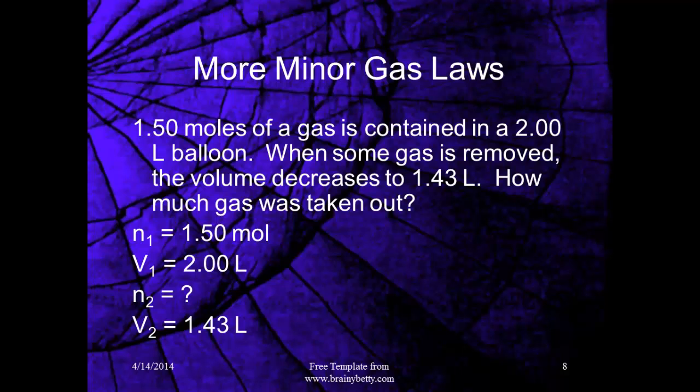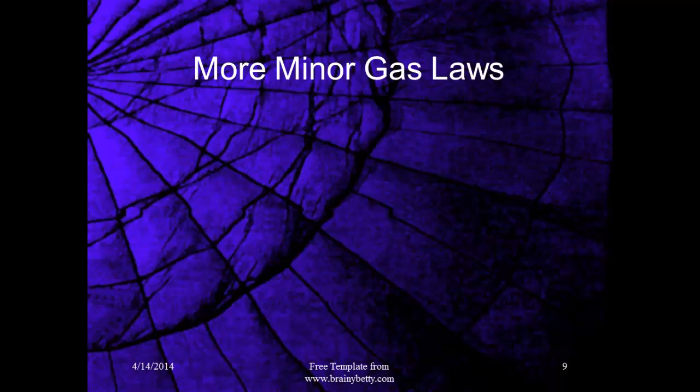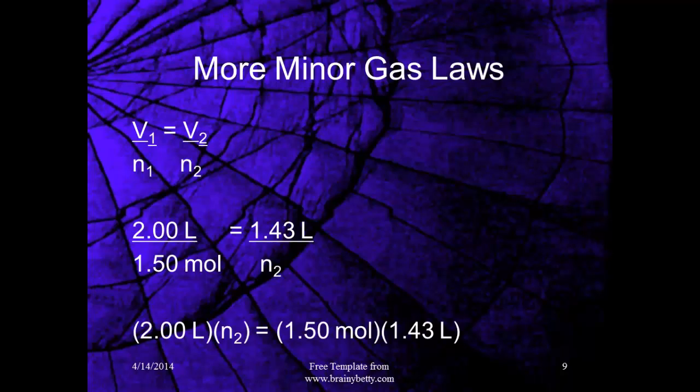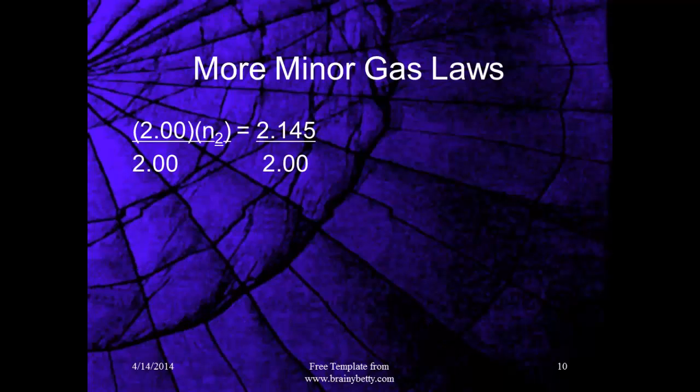Then, just like before, plug your numbers into your equation. This is the step I need to see. Where did your numbers go? Cross multiply and divide, just like before. We'd have 2 liters times N2, 1.5 moles times 1.43 liters. Simplify your numbers on the right. Divide both sides by 2. How many sig figs should we keep? 3. Most of the time, this is the final answer.